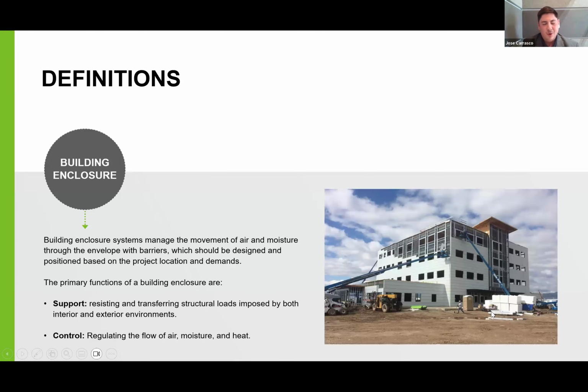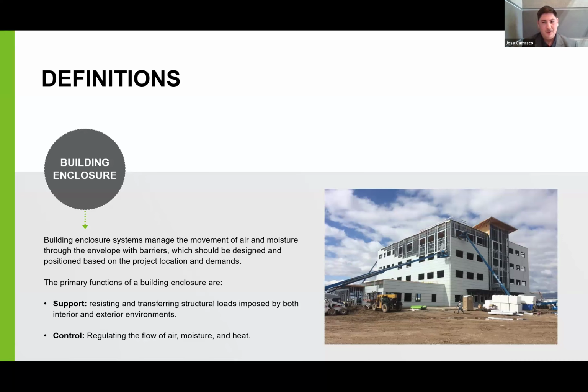Taking a building envelope one step further is a building enclosure system. So first and foremost, a building envelope and building enclosure should first work to identify and make sure that they support any structural loads that are required for that building.